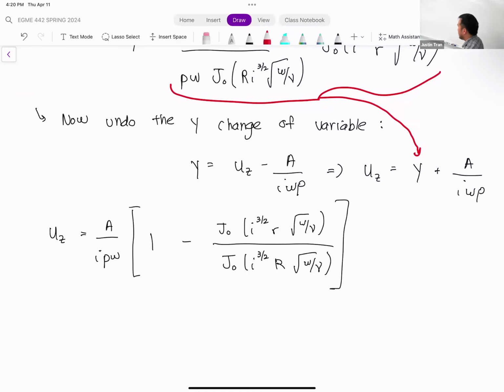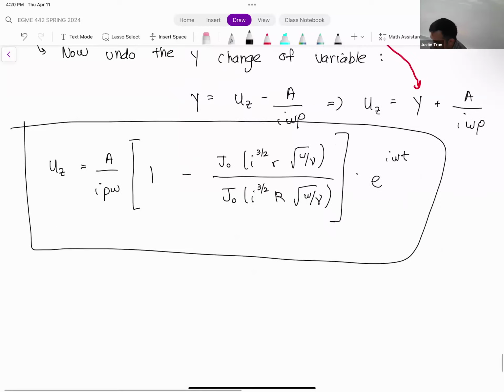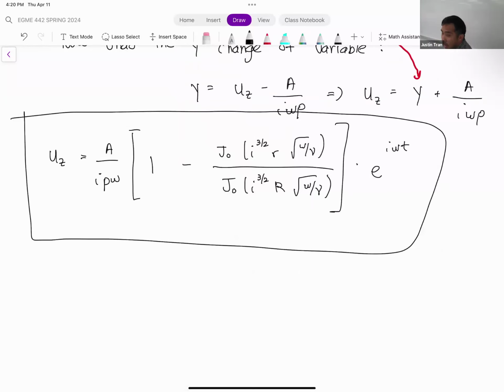One last thing that we'll add here, and this is something that we did very early in class last Tuesday, was the oscillating component. This entire thing right here is going to be multiplied by e to the I omega t. Remember, this e to the I omega t is our time, or our pulsatile, component of our solution.